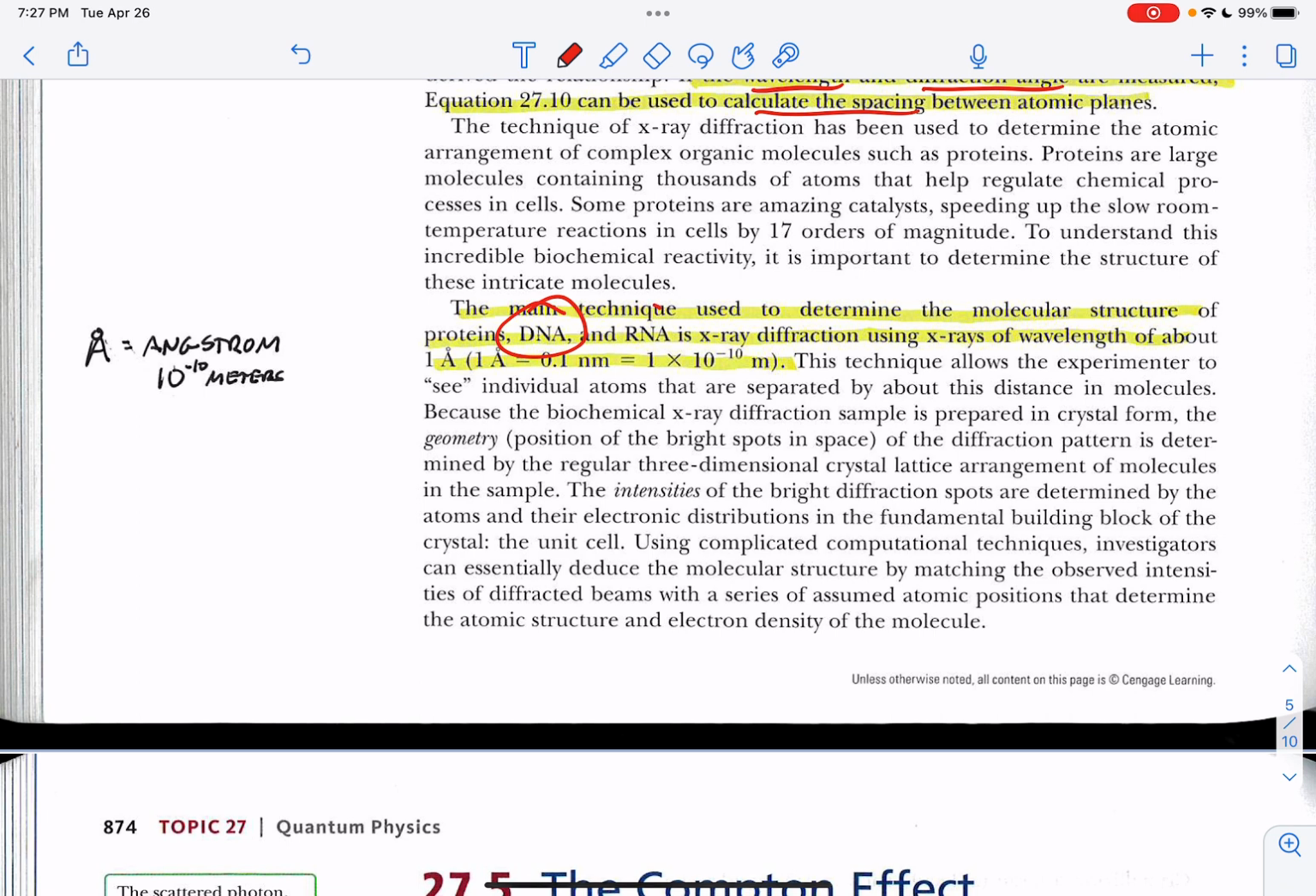And by the same token, we can also now use that to determine the structure of RNA. By the way, an angstrom is 10 to the minus 10th meters, or it's a tenth of a nanometer. And that we need to use X-rays because X-rays have extremely small wavelengths that are in that same vicinity.